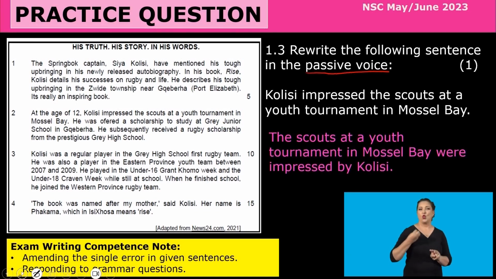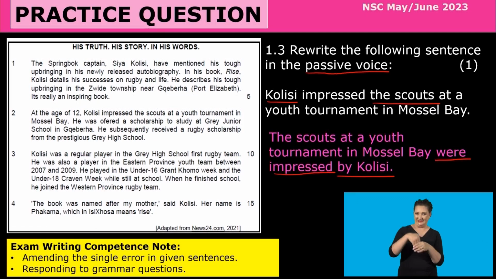Now, in our response, we see our object of the sentence is moved, right? So the scouts, the object of our sentence, at the youth tournament in Mossel Bay were impressed. Can you see how my verb remains constant, but we're just making it more past, back shifting in time. And then there is my subject. It becomes my object in the sentence now.